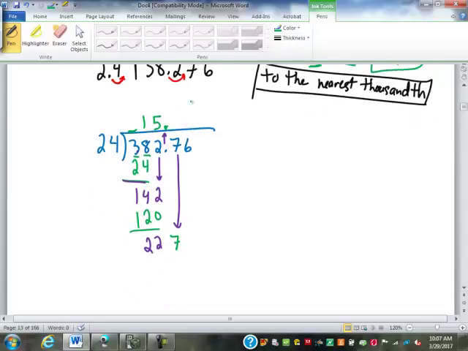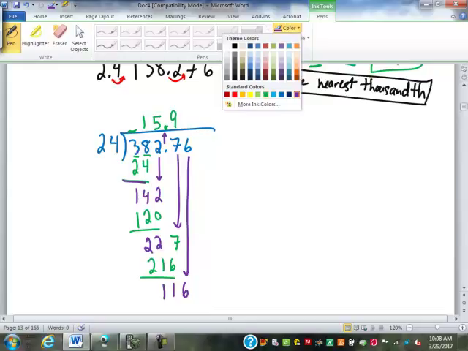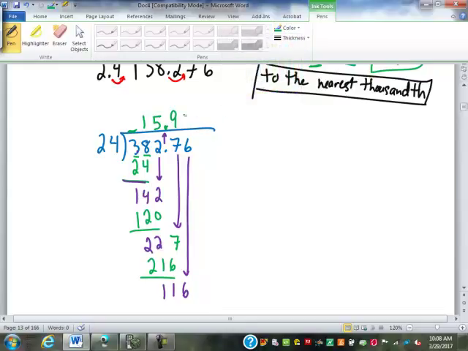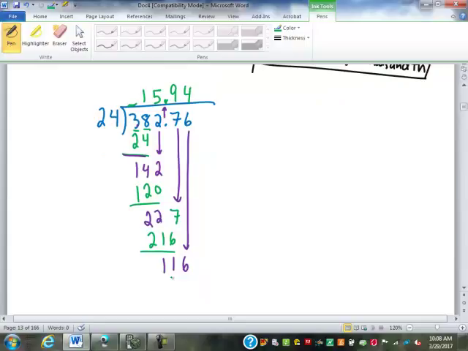24 into 227 is 9. What is 9 times 24? 216. So I subtract there to get 11. I'll bring down my 6. 24 into 116. It's going to be 4. 5 would be 120, right? So 5 is too much. So 4 times 24 is 96. We subtract to get 20.